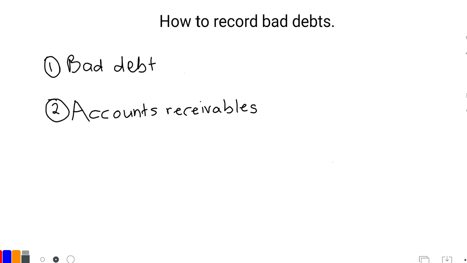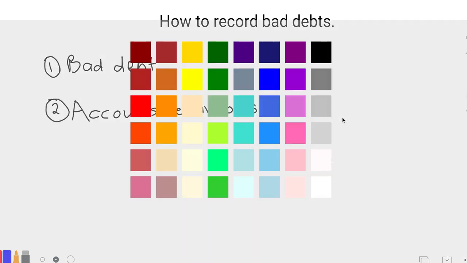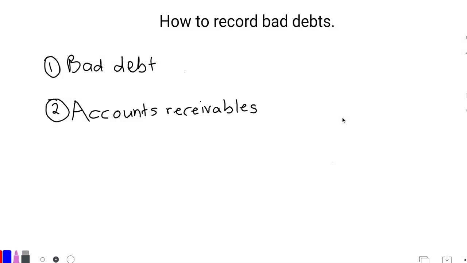So how to record bad debts? When we are recording bad debts, there are always going to be two accounts involved, okay? Number one, your bad debt account, which is an expense, and then you have your accounts receivable, which is an asset, as we know.